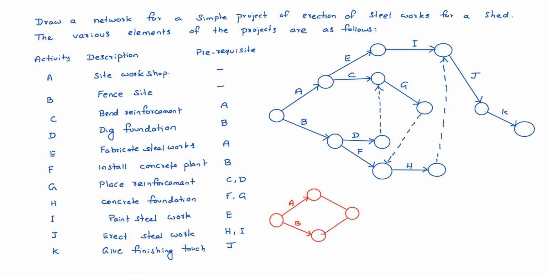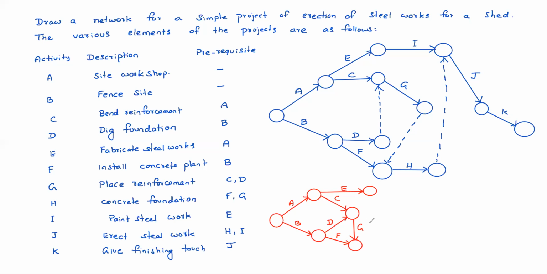This is C, this is D. Is it okay? Satisfying? We have removed that dummy. Then E we can keep here. And F and G also can be connected. F we can place like this. G is coming from C and D junction. G can be connected to this directly like this. We can remove the dummy. Not required.